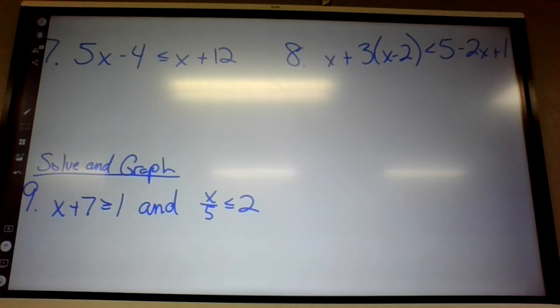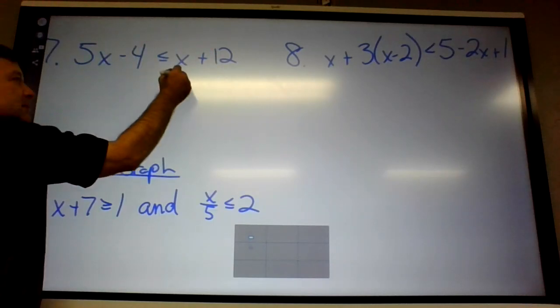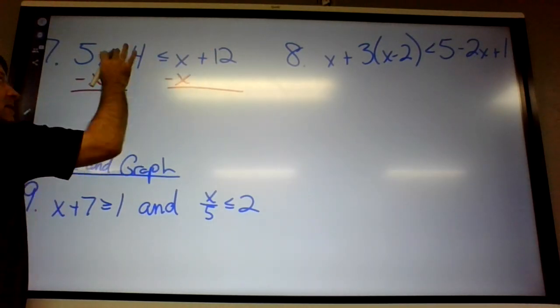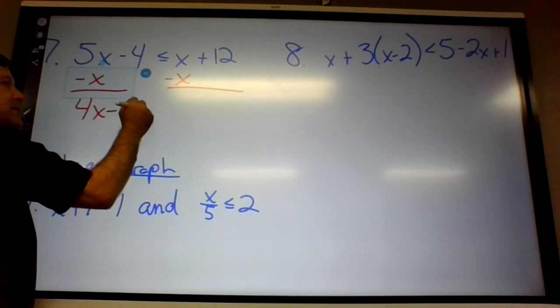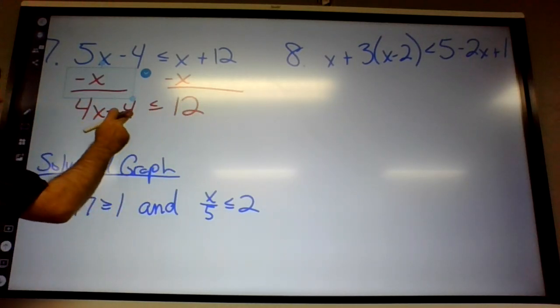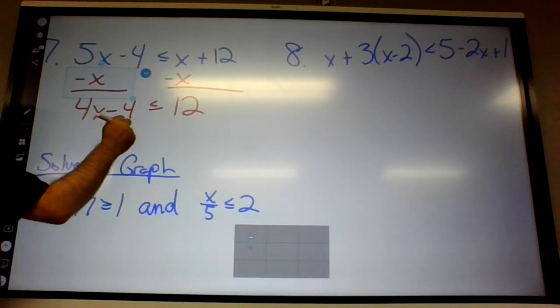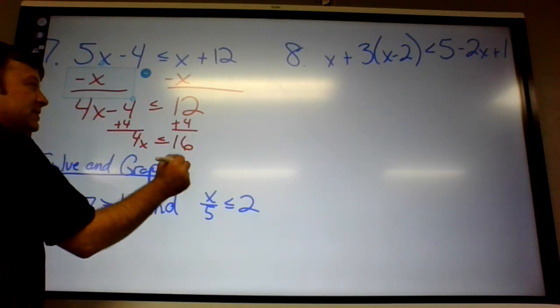Okay, are you recording? What do we do on number 7? There's x's on both sides. What do we do about it? Right, subtract x to get rid of it on one side. 5x minus 1x is 4x. It's a pretty normal problem. What do I do now? Plus 4. I'm going to have to write small here. 4x is less than or equal to 16.